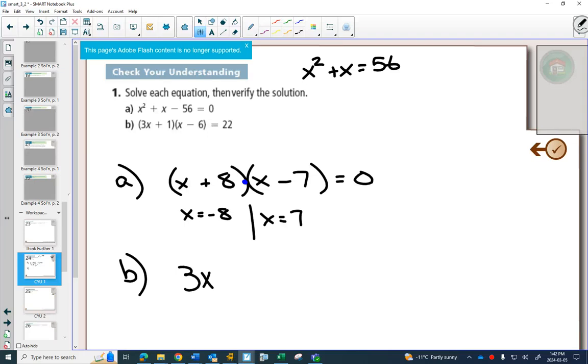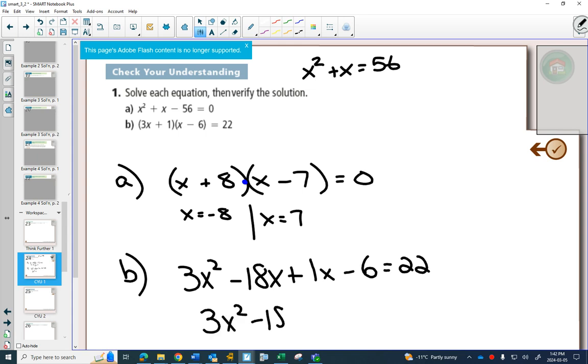So I would get 3x squared minus 18x plus 1x minus 6 is equal to 22. I would combine my like terms, which would give me 3x squared minus 17x. And if I bring the 22 over, I would get minus 28 equals 0. So step 1, I have to first get one side equal to 0.